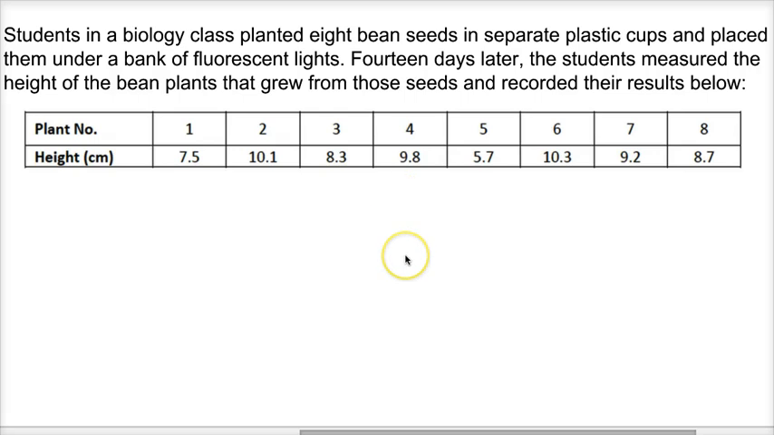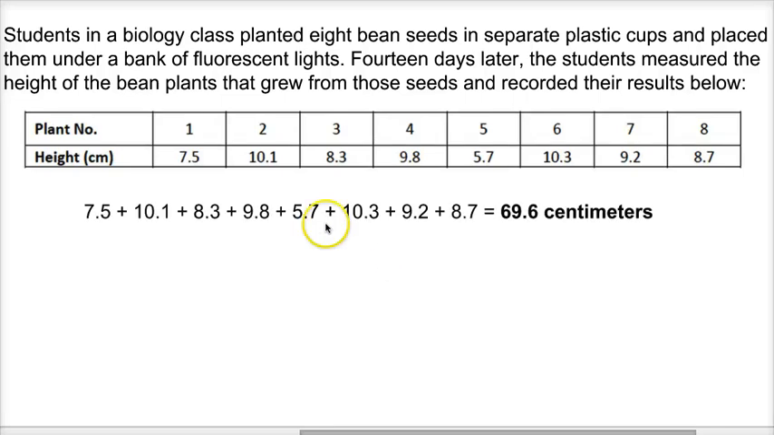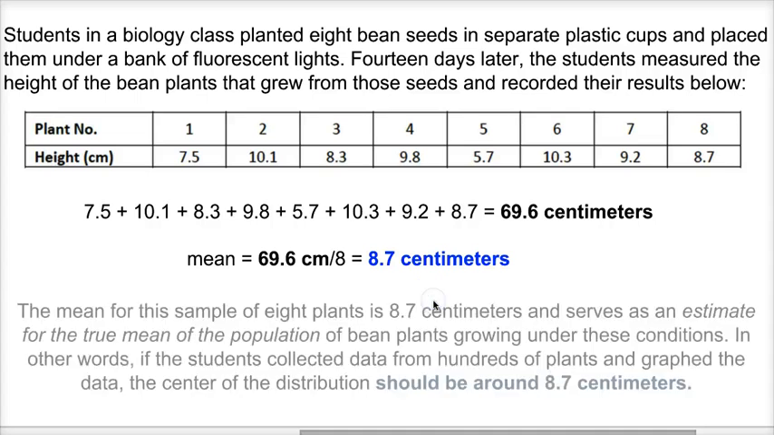So I have a study in a biology class. I have planted 8 bean seeds in separate plastic cups and placed them under a bank of fluorescent lights. 14 days later, the students measured the height of the bean plants that grew from these seeds. All right, let's find the mean. We add up all of my values. Divide by how many I have: 1, 2, 3, 4, 5, 6, 7, 8. What do I have? 8.7 centimeters. And that is my mean.